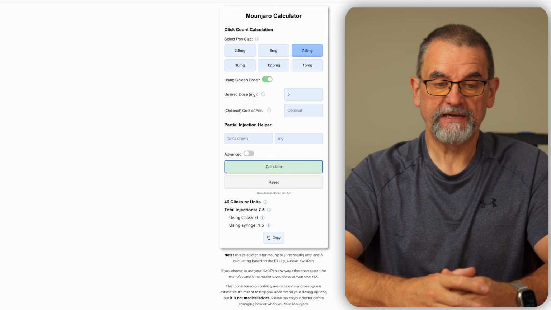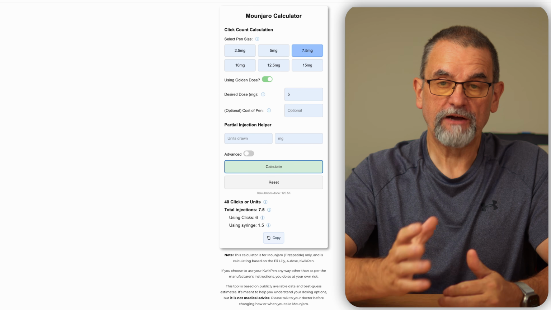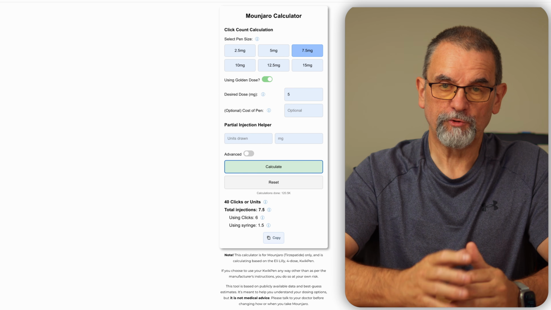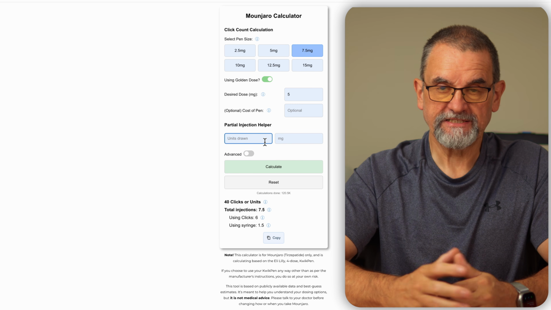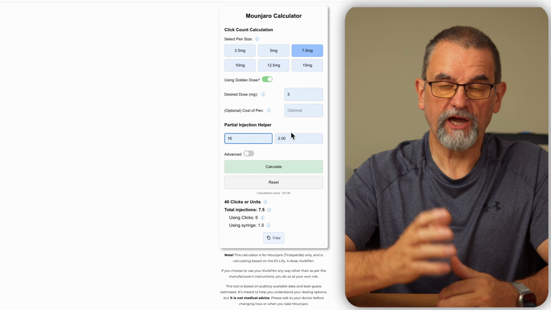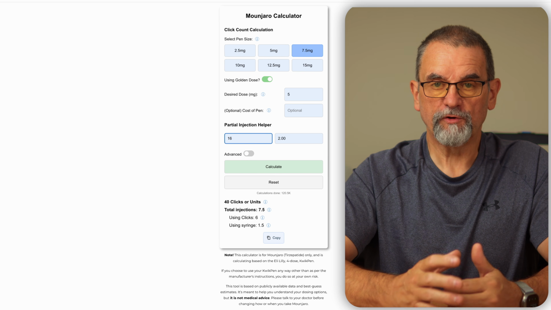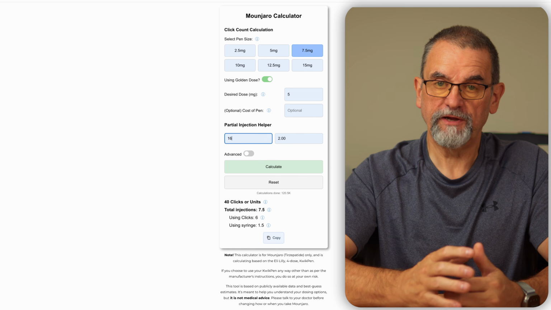If however your next pen is a larger pen, or you're taking a larger dose, the calculation's a bit more complex. This is where the helper comes in. With the current pen and dose entered, type in how many units were actually extracted. In this case 16, and the box beside will tell you how many milligrams that actually was. In this case 2. So of your 5 milligrams you've injected 2. So you now need to inject 3 more milligrams.